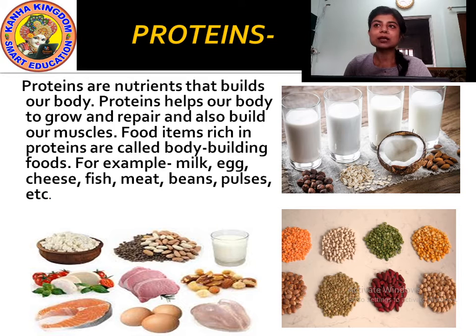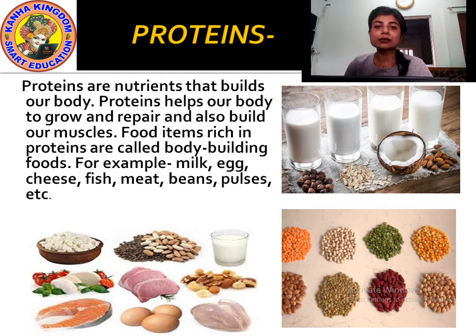And these proteins are known as bodybuilding foods. What are proteins known as? Proteins are also known as bodybuilding food because they help in the growth of our body. Now you are growing up. Yes or no? You are growing taller, you are growing stronger. How are you growing? Because you are eating food that contains protein. If you don't eat food that contains protein, your body will not grow well. So to grow well, you need protein in your food.